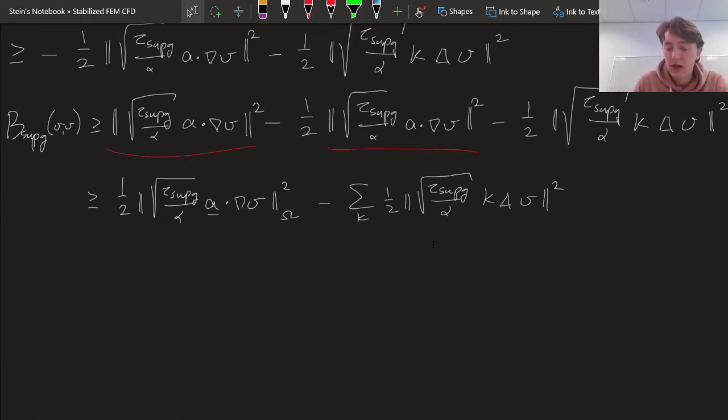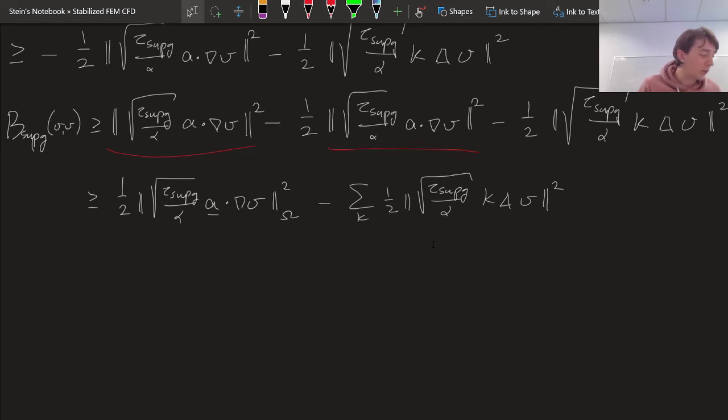There's a whole bunch of different inverse inequalities, and inverse inequalities are based on the fact that we're dealing with a discrete function space. So inverse inequalities are not satisfied in H1 or L2 or whatever. They're only satisfied because we're dealing with a discrete function space, or a finite element function space.